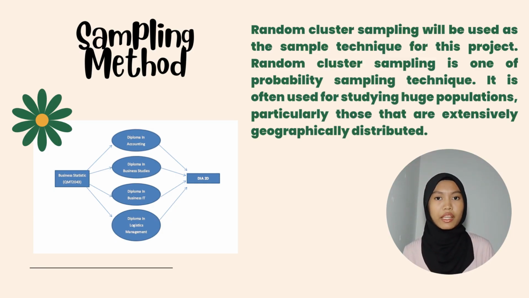Random sampling method. Random cluster sampling method will be used as the sampling technique for this project. Random cluster sampling is one of the probability sampling techniques. It is often used for studying hard-to-reach populations, particularly those that are extensively geographically distributed. So, this map shows the sampling method for DIA 2D.